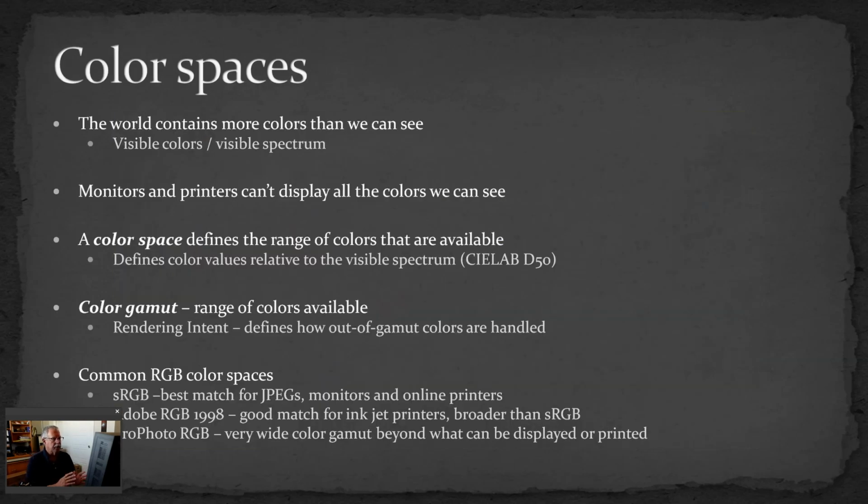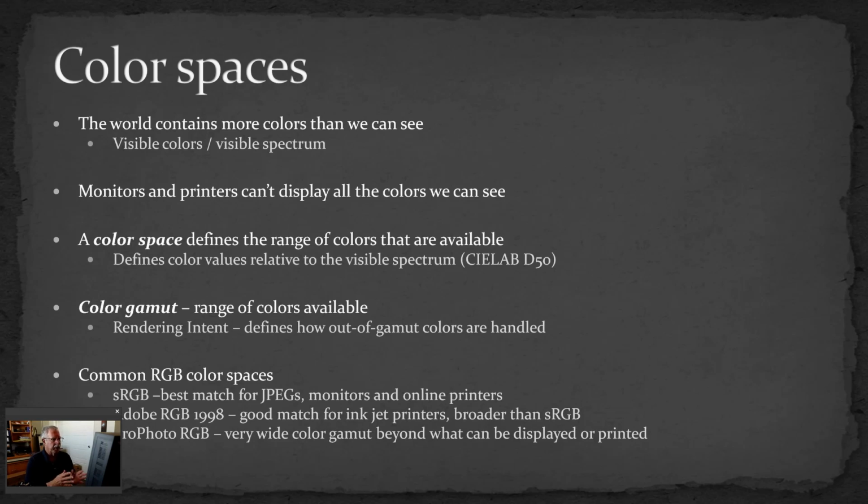So the world contains more colors than we can see. The electromagnetic spectrum goes all the way from very long radio waves to very short high energy gamma waves, and lots of stuff in between. We see just a tiny slice of that in our visible color. Infrared, ultraviolet, all those are beyond what we can see. Monitors and printers can't display all the colors we can see. Especially monitors and printers, they're limited, and the more expensive the monitor or printer, the better it will do, but it still won't come anywhere near producing all the colors that we can see.